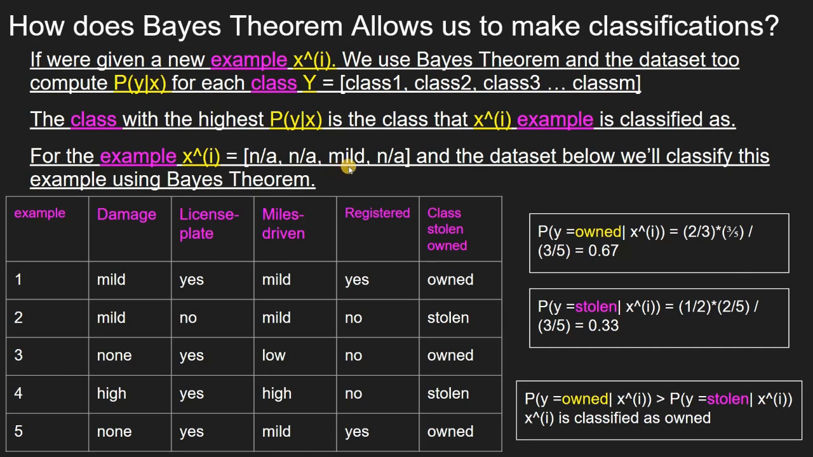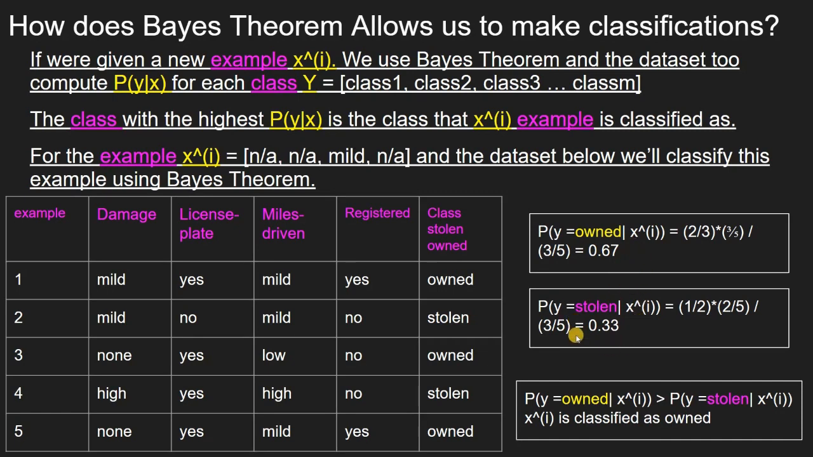Right, so for the example where x of i is equal to miles driven is equal to mild, and all the other ones are undetermined, we can use the data set below and this example to classify this example using Bayes theorem and our naive Bayes model. So first we're going to compute the probability of y equaling owned, or class 1, conditioned with x of i, which is going to equal 0.67. Now we compute the probability of y equaling stolen, conditioned with x of i, and if you compute this using Bayes theorem, you find it's 0.33.